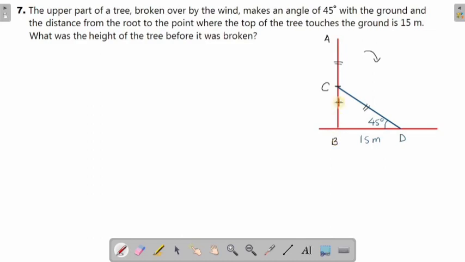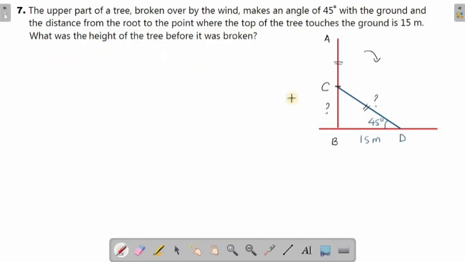Okay, so for finding the height of the tree, what I need in this triangle is BC and the hypotenuse. If I know these two, I'll add them up, and I'll get my height of the tree. Okay, so that explaining part you write by yourself.